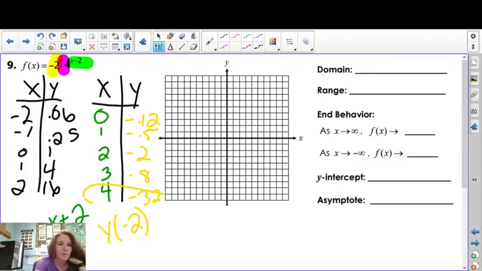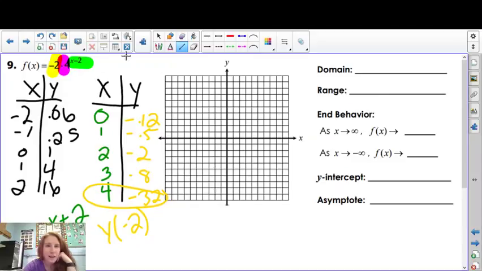Now, we will not be able to graph that point, and that's okay. I did not have a k value, so my asymptote is just simply at 0.